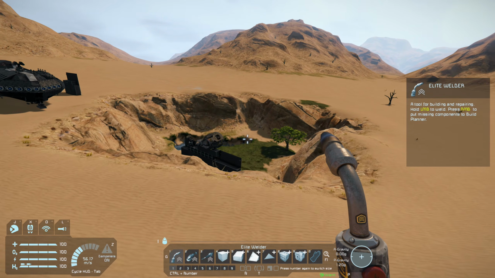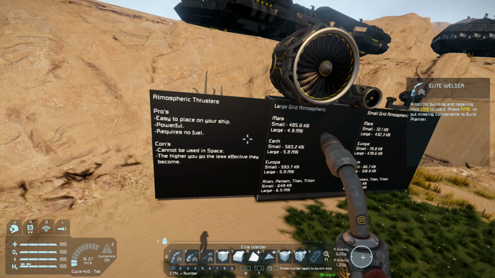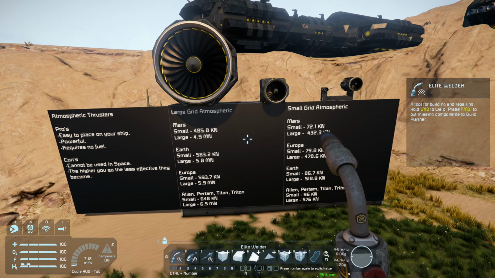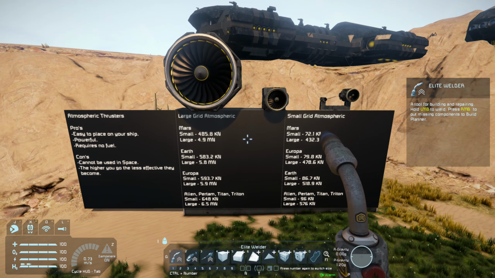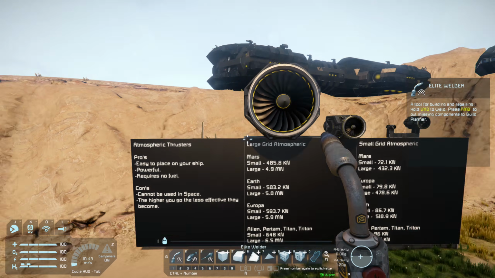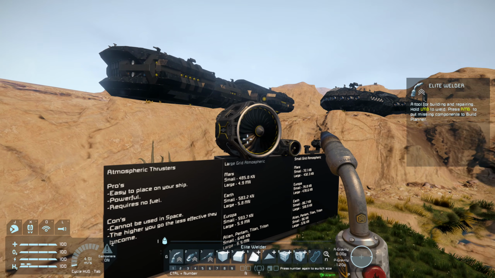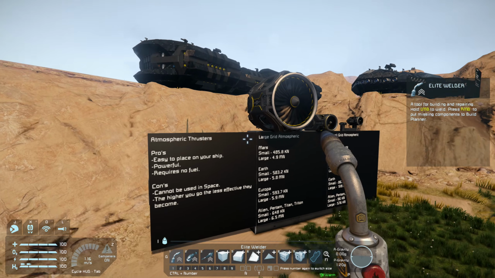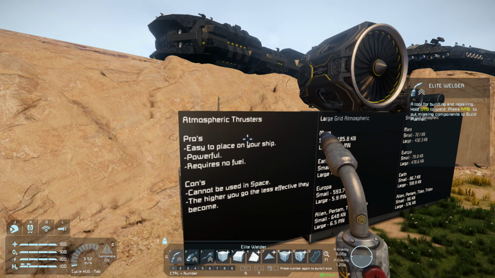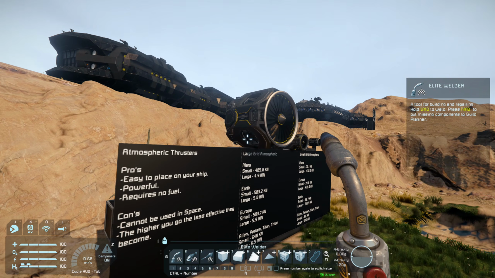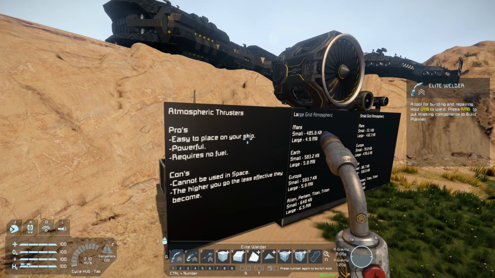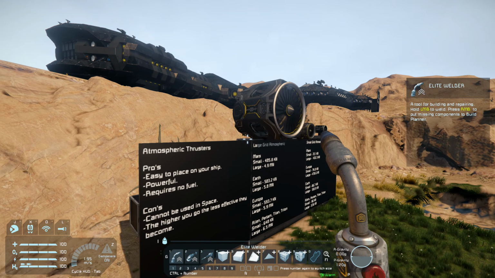So if we have a look at the atmospheric thrusters over here, I've done the same thing. I've put a whole bunch of LCDs here so we can go over all the values. Now, atmospheric thrusters are some of the most interesting thrusters in the game. So obviously, the pros for those are they are easy to place on your ship, they're relatively powerful, and they don't require any fuel.